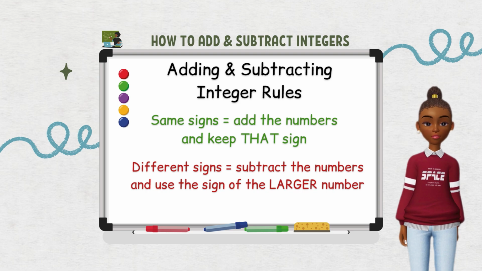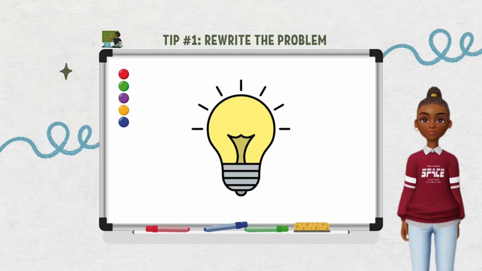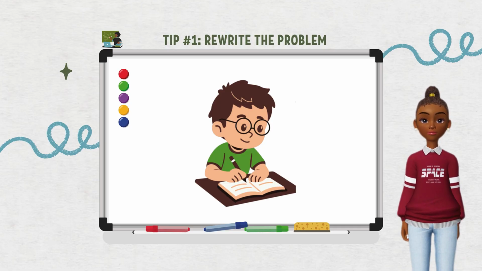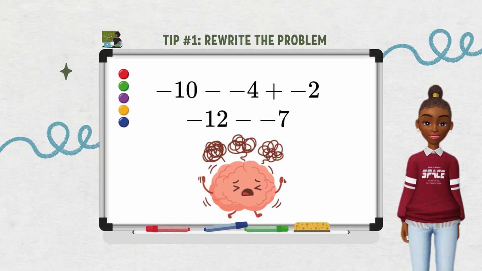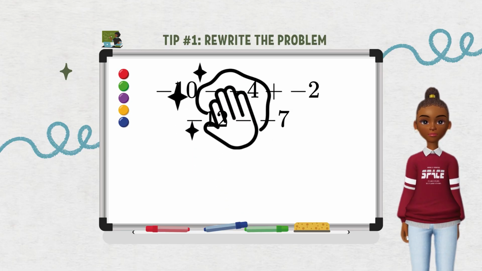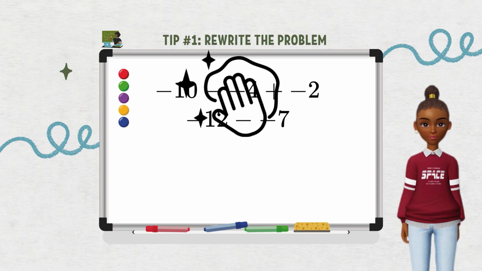That's the rule. But the rule only works if the problem is written clearly. So that brings me to my best tip. My best tip for adding and subtracting integers is rewrite the problem first. A lot of integer problems look hard because they look messy, not because they're actually difficult. Rewriting just means cleaning it up so your brain can really see what's going on.